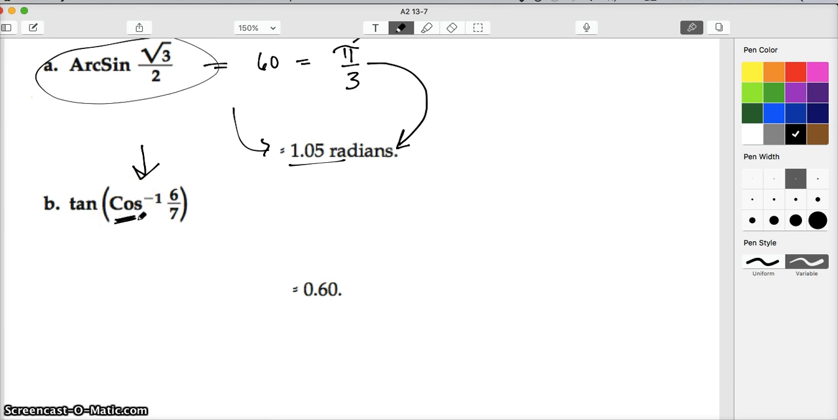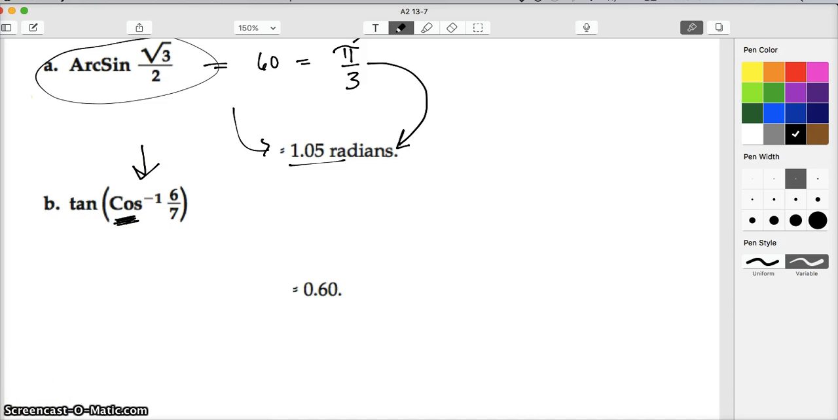Notice that cosine is capitalized, so we're not looking for any angle that gives us this 6/7 ratio. We're looking for a specific angle within the domain of the capital Cosine function, which is from 0 to pi, which is not going to be hard. Our calculator will automatically give us that. I just want you to be aware, and then we take the tangent of it.